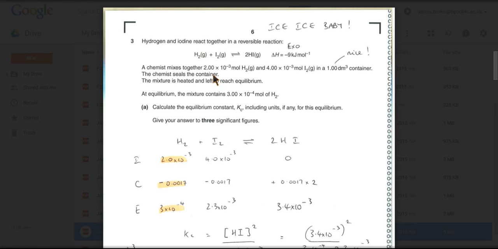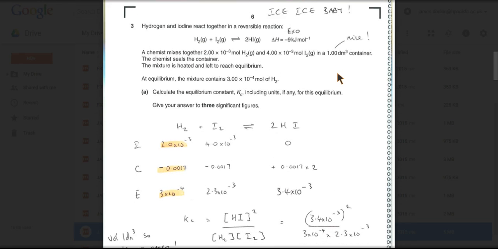So we're told that there are 2 times 10 to the minus 3 moles of hydrogen and 4 times 10 to the minus 3 moles of iodine in a 1 decimeter cube container. That's quite nice of them because the concentrations are nice and easy to calculate when it's 1 decimeter cubed, because the moles are the concentrations.